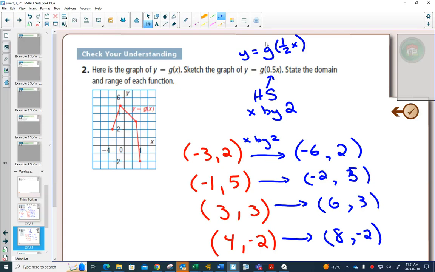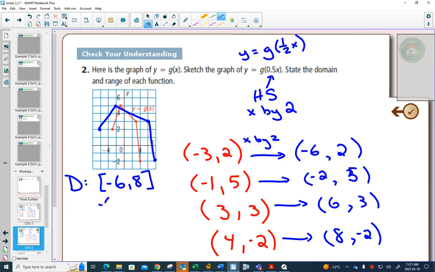We can take those points and label them. (-6, 2), (-2, 5), (6, 3), and (8, -2). Connect the lines. I'll show both, just so you can see both. Smallest x value, -6. Biggest x value, 8 for the blue one.